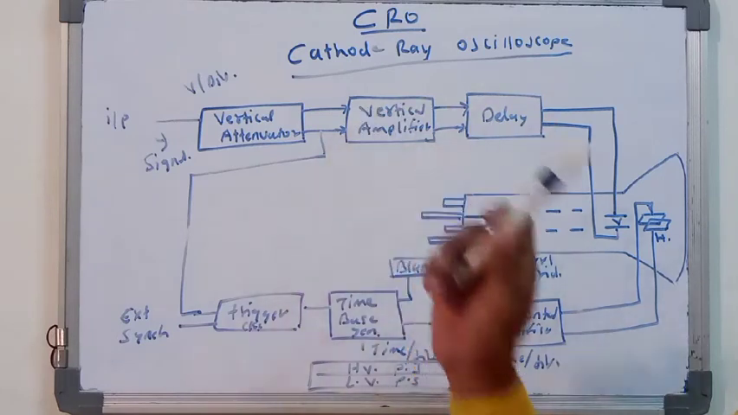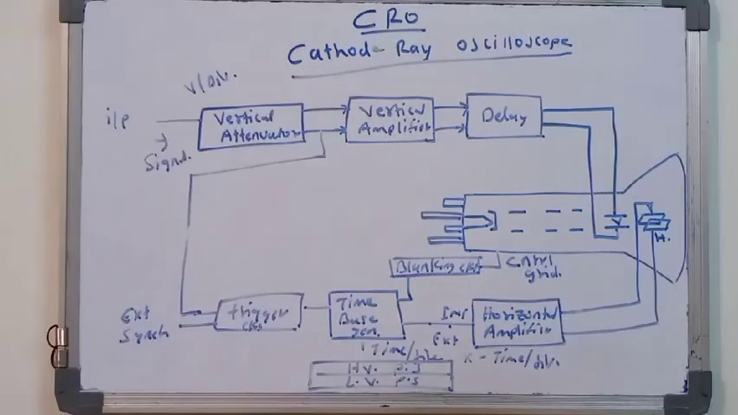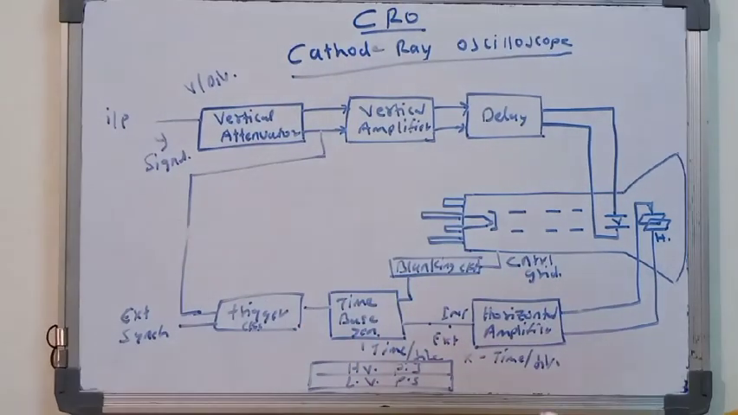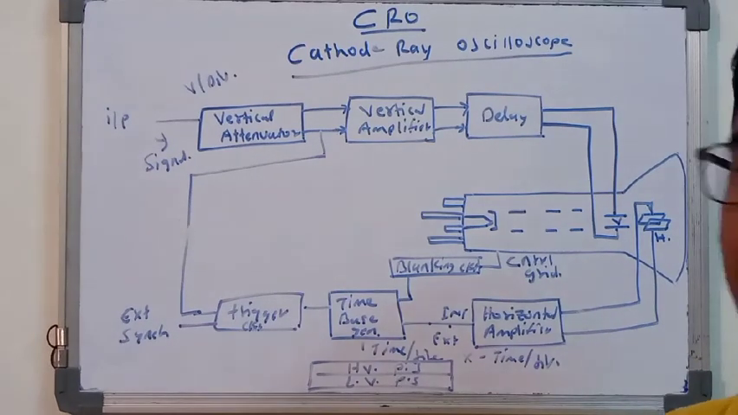The gain of the amplifier is set by calibrating the vertical input attenuator using the volt per division control. We just adjust the voltage per division control button, and the push-pull output of the amplifier is fed to the vertical deflection plate of the CRT through the delay line.